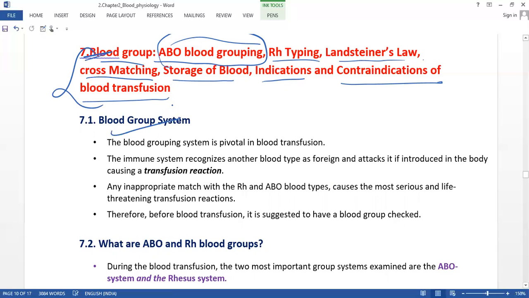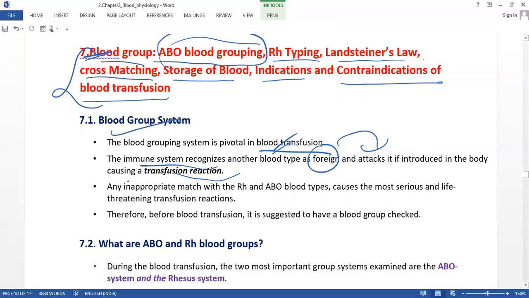So first, let us learn about the blood group system. The blood grouping system is pivotal in blood transfusion. It is very important when a person donates blood to a beneficiary who is suffering from some disease or damaged parts. The immune system may recognize another blood type as foreign and attack it if it is introduced into the body, which causes a transfusion reaction.